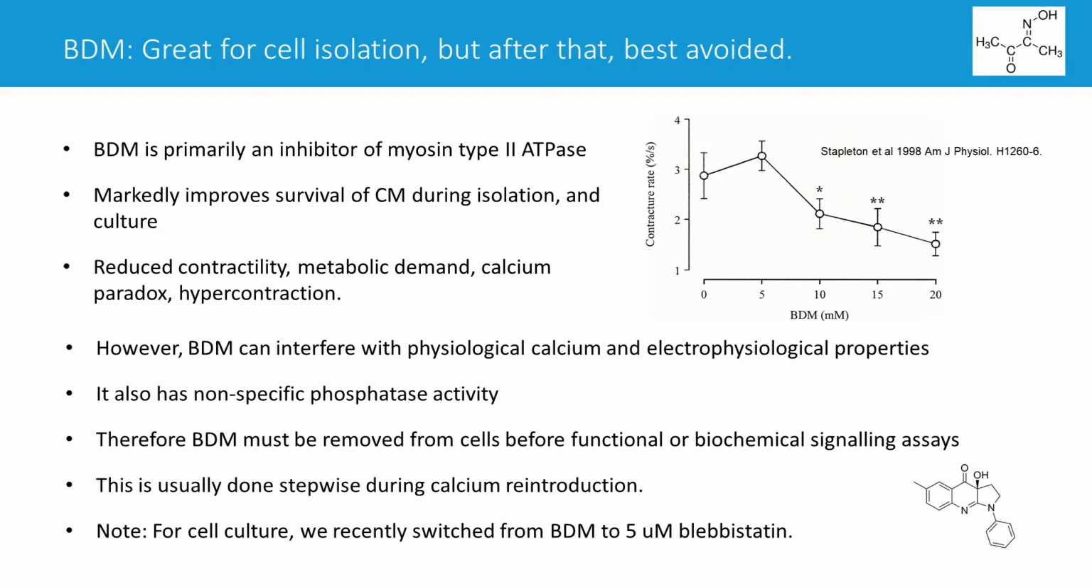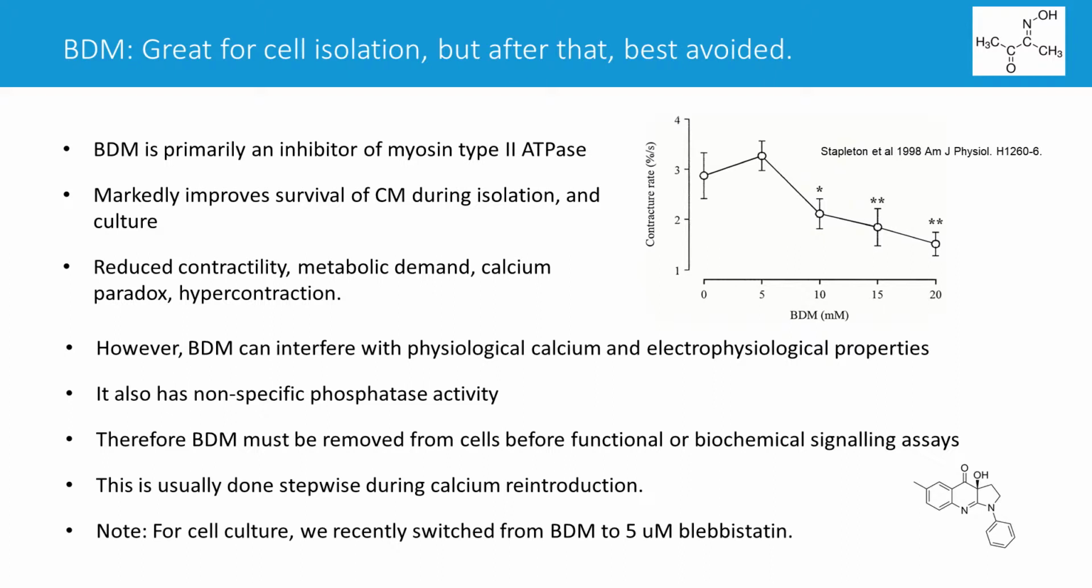This has been known for many decades, well, I think 3 decades now, and in culture as well. So I've just put up a figure from a paper back in 1998. This is looking at hypercontraction of myocytes in culture, and you can see when you increase BDM concentration, you have reducing hypercontraction. This is an idea of reduced contractility, and because the ATPase is being inhibited, you're having reduced ATP consumption, therefore reduced metabolic demand.